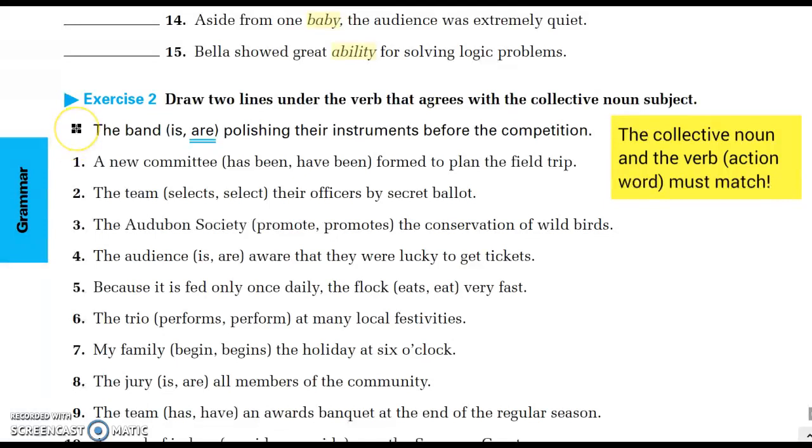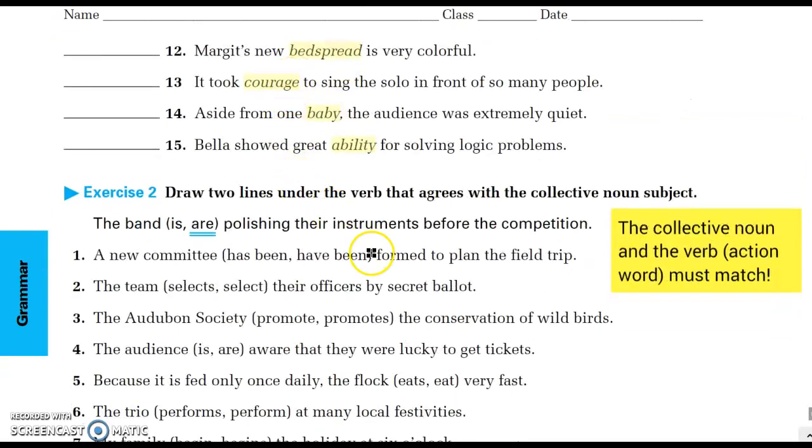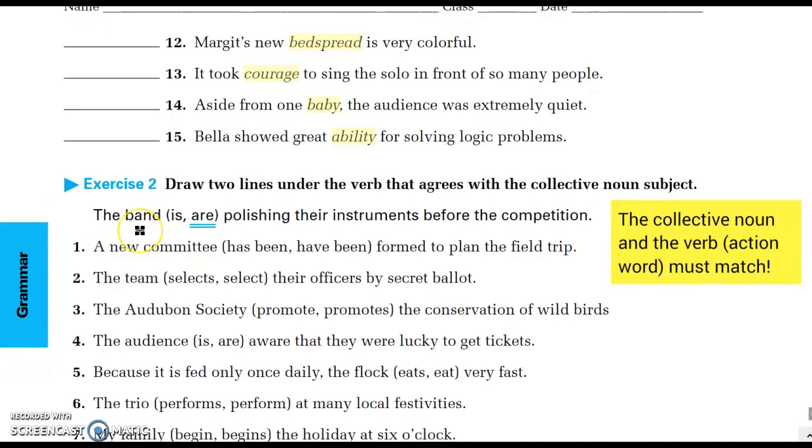In the example, it says, the band is or are polishing their instruments before the competition. In this case, it would be appropriate to choose are because they are referring to the band as plural. I know that because there is a plural pronoun, and so I must choose are.